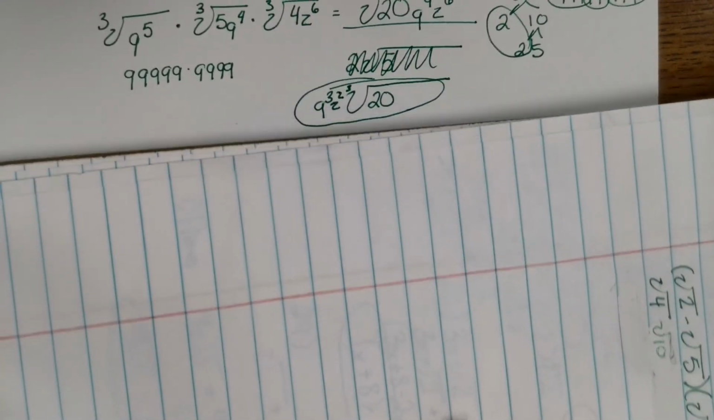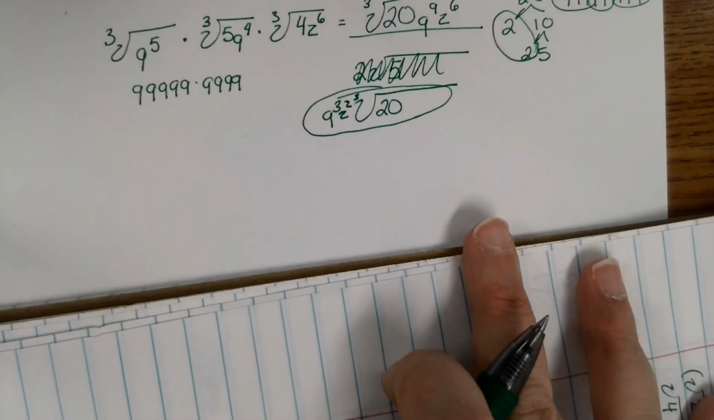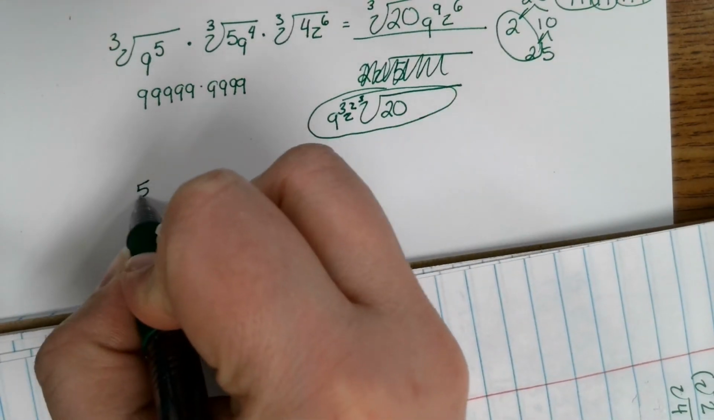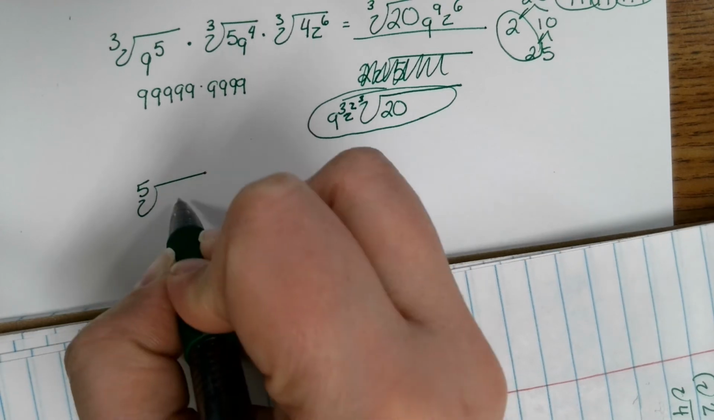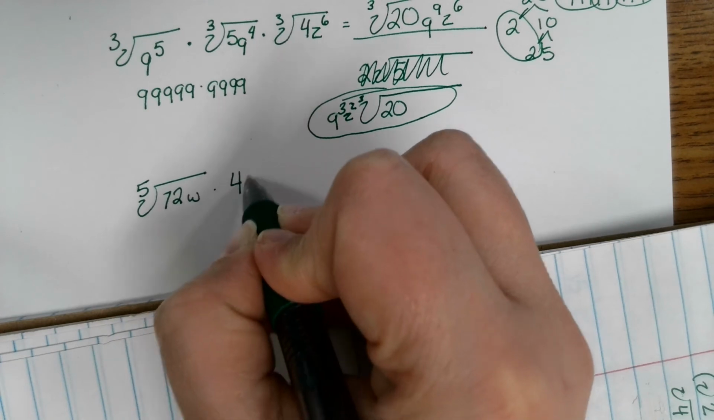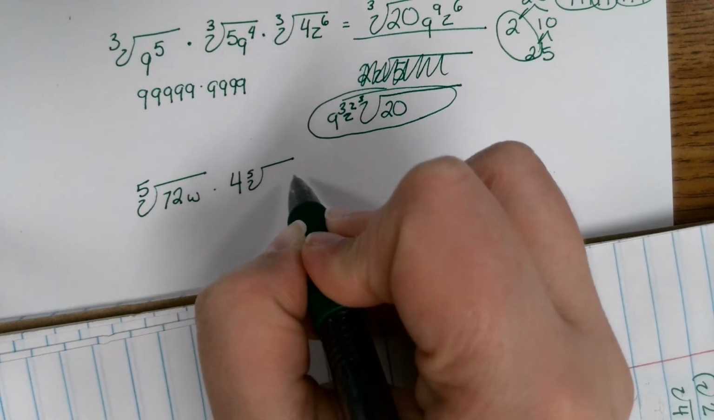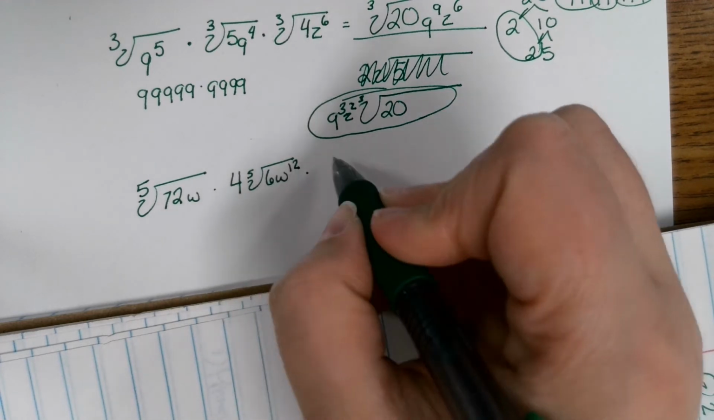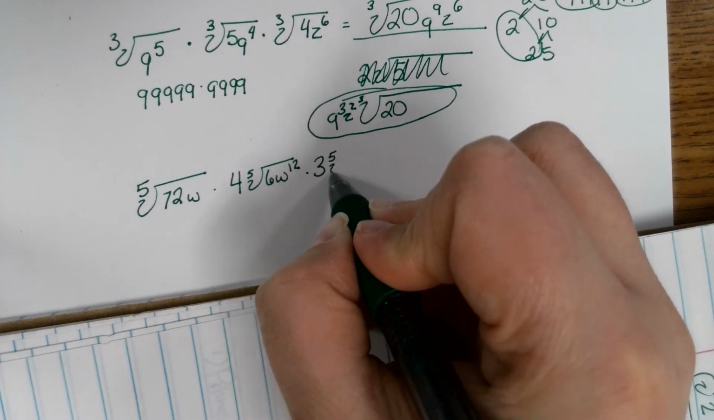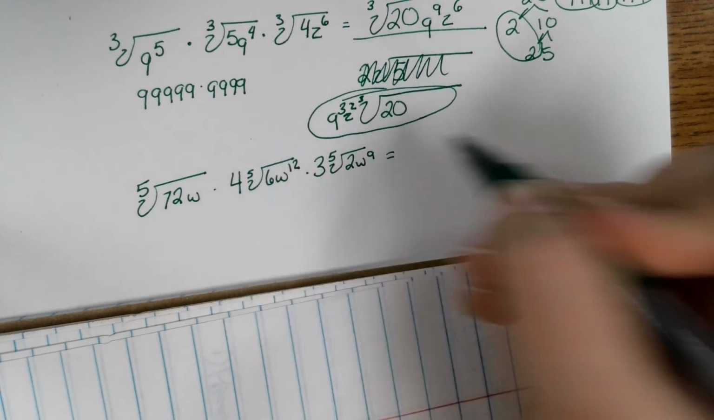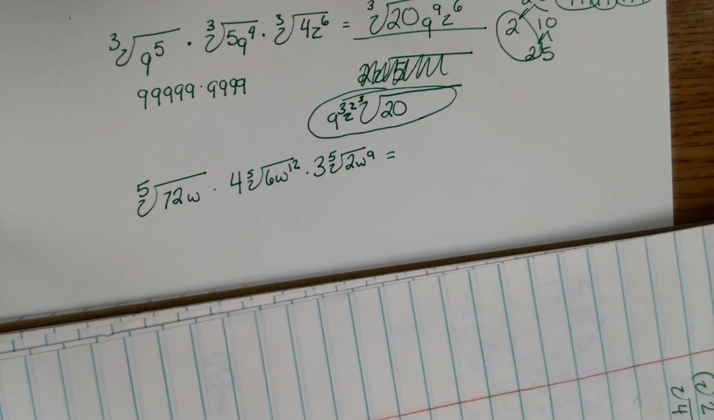Let's do another example, especially since I stuttered and stammered my way through that one. Let's try another. Let's do 5 times the 5th root of 72w times 4 times the 5th root of 6w^12 times 3 times the 5th root of 2w^9. Good thing this is just to you guys. Can't talk. Okay, pause for a second and write the problem down.